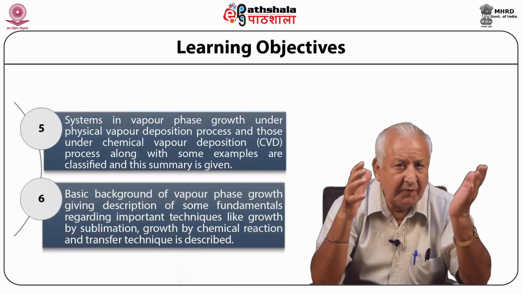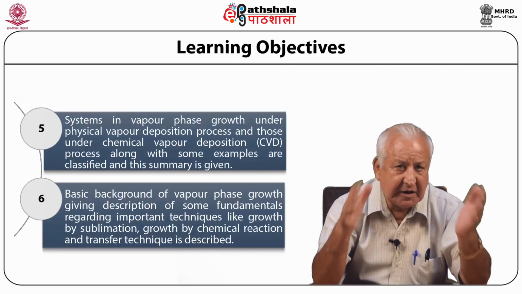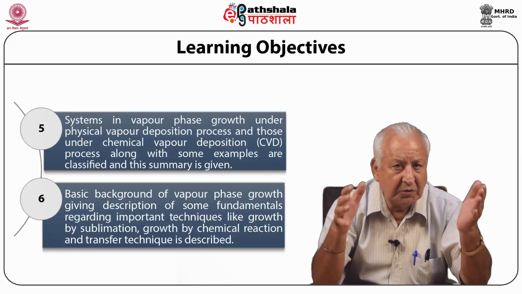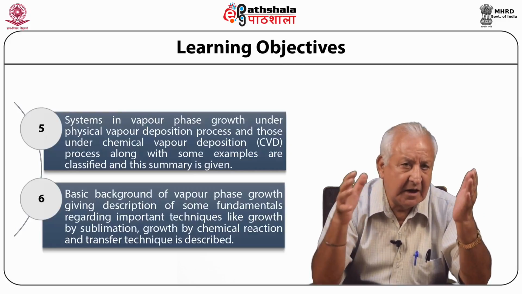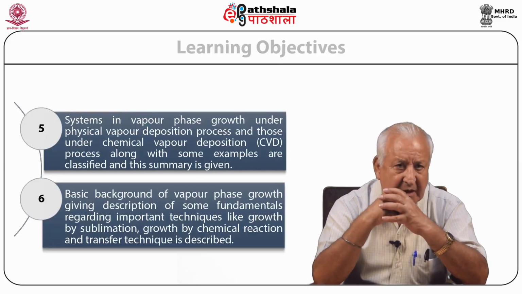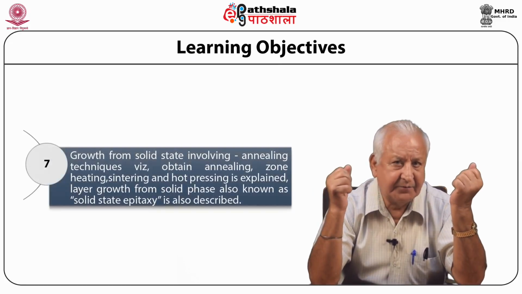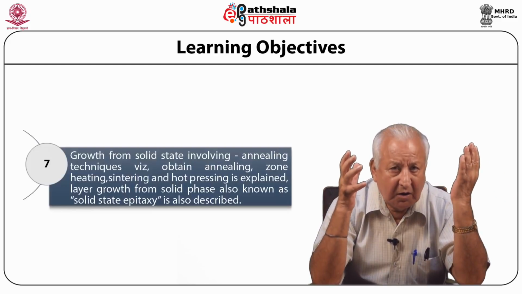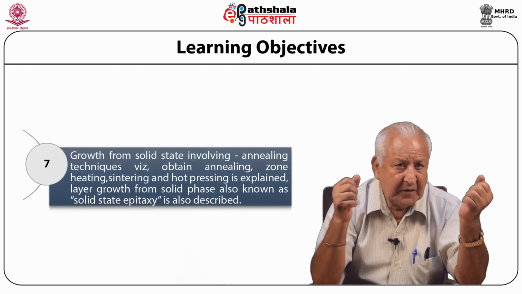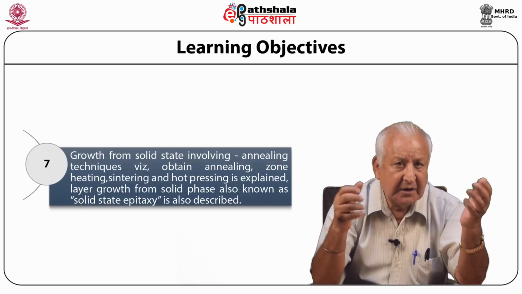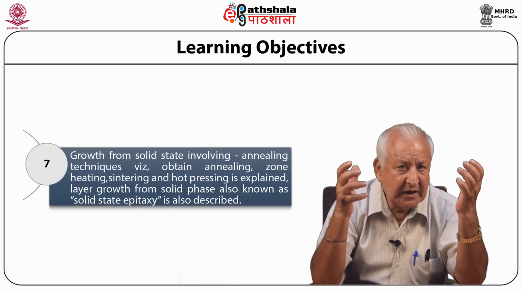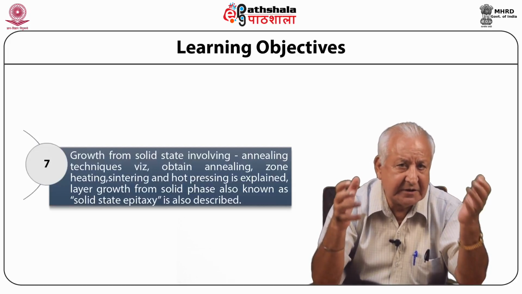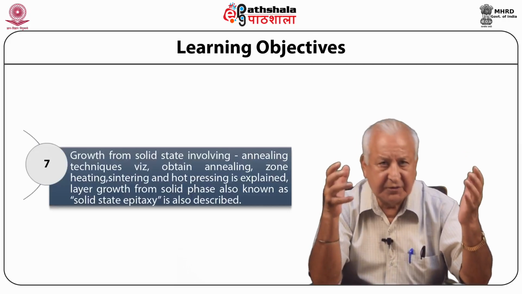The basic background of vapor phase growth is given, describing some fundamentals regarding important techniques like growth by sublimation, growth by chemical reaction, and transfer technique. Growth from solid state involving annealing techniques, namely strain annealing, zone heating, sintering, and hot pressing, is explained. Layer growth from solid phase, also known as solid state epitaxy, is also described.